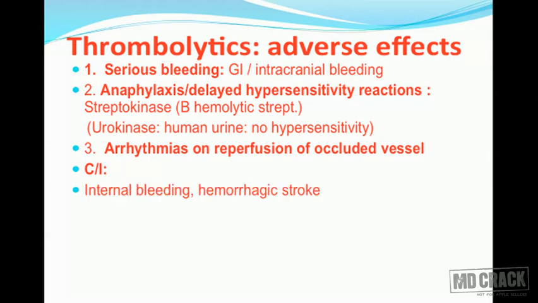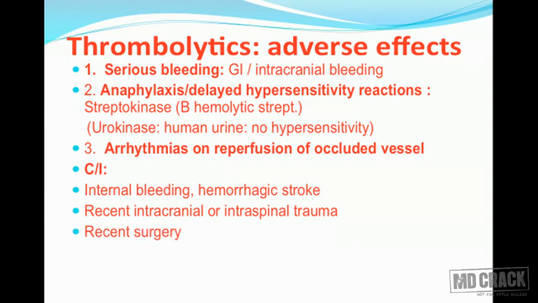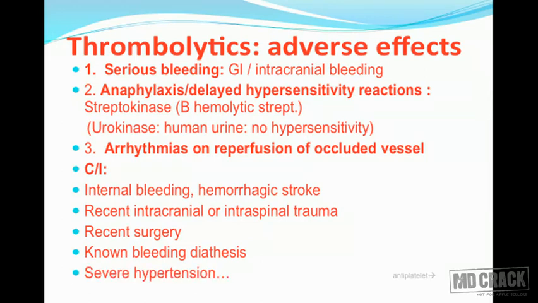Contraindications: obviously, if the person has internal bleeding or hemorrhagic stroke, you can't give thrombolytic agents. If there is recent intracranial or intraspinal trauma, this might be liable to bleeding, so you can't use. You can't use in patients who underwent recent surgery or who have known bleeding diathesis, because you already know this patient has a bleeding diathesis, and patients with severe hypertension. There is a risk of bleeding.